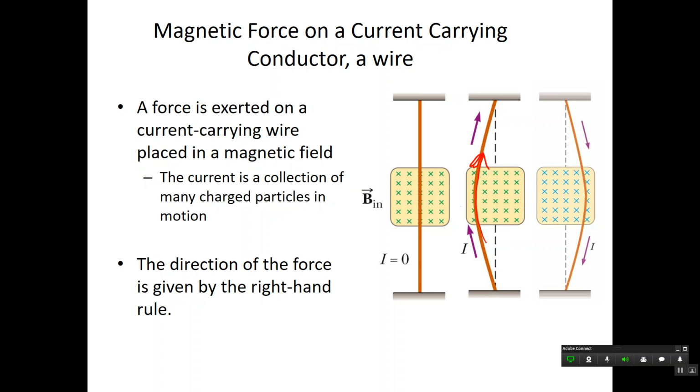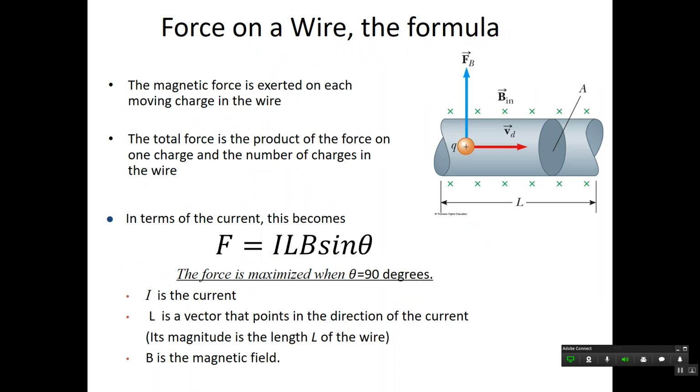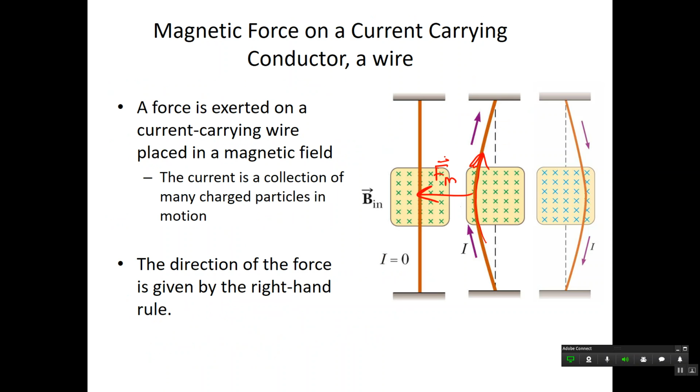So we're going to use our thumb. We point our thumb in the direction of the current. We put our fingers in the direction of the magnetic field. Which way is the palm pointing? Towards the left, right? So that means the wire is going to feel a force in that direction. We're going to call this the magnetic force.